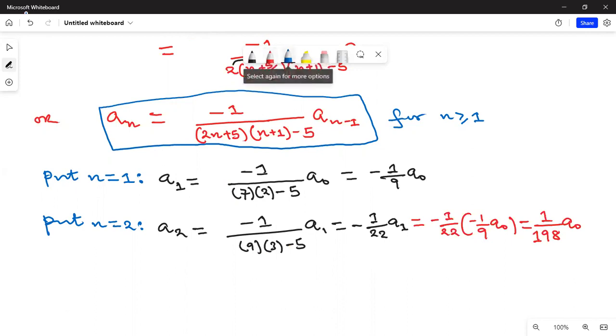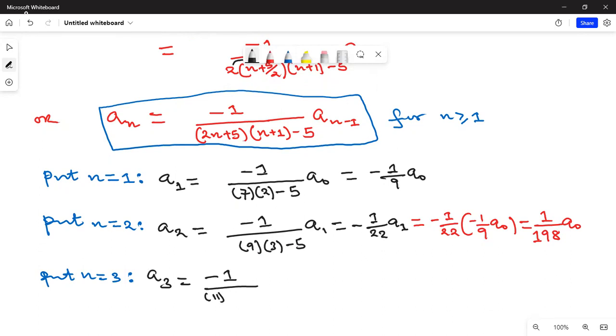And we can try with 3. Put n equals 3. Let's see what you're going to get. It will be a3 equals -1 over, that is 6 plus 5, that should give us 11. And remember it is 3 plus 1, so that would be 4. Then there's -5 times a2. When I work it out, we get 44 minus 5, that's 39. There will be -1 over 39.